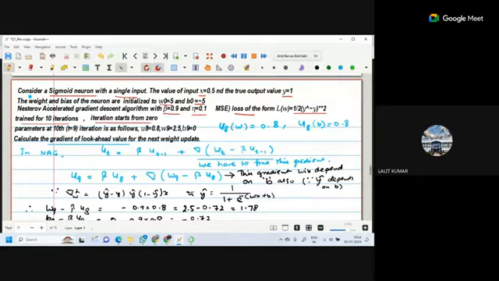Iteration starts from 0. Parameters at the 10th iteration, meaning t is equal to 9: u8 is equal to 0.8 for both w and bias. w9 is equal to 2.5, b9 is equal to 0. Calculate the gradient of the look ahead value for the next weight update. So the question is asking us to focus on the gradient of the look ahead value for the next weight update. So we know that in Nesterov, u_t is equal to beta u_(t-1) plus gradient at w_t minus beta u_(t-1). So in the question we have to calculate this gradient.